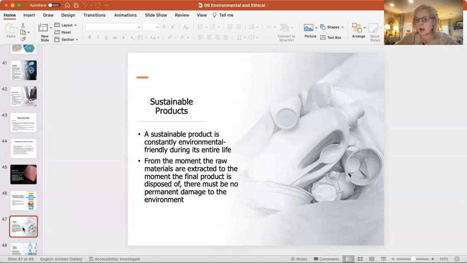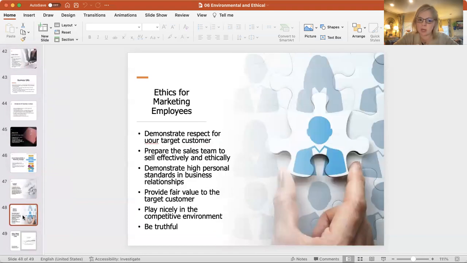Sustainable products. Obviously, this is becoming more and more a trend. Most companies are having to invest in either sustainable packaging, sustainable products, or recycling on some level. Customers want to know how a company is giving back and how they're being responsible with the products that they're developing and selling. So that is another thing to consider in marketing.